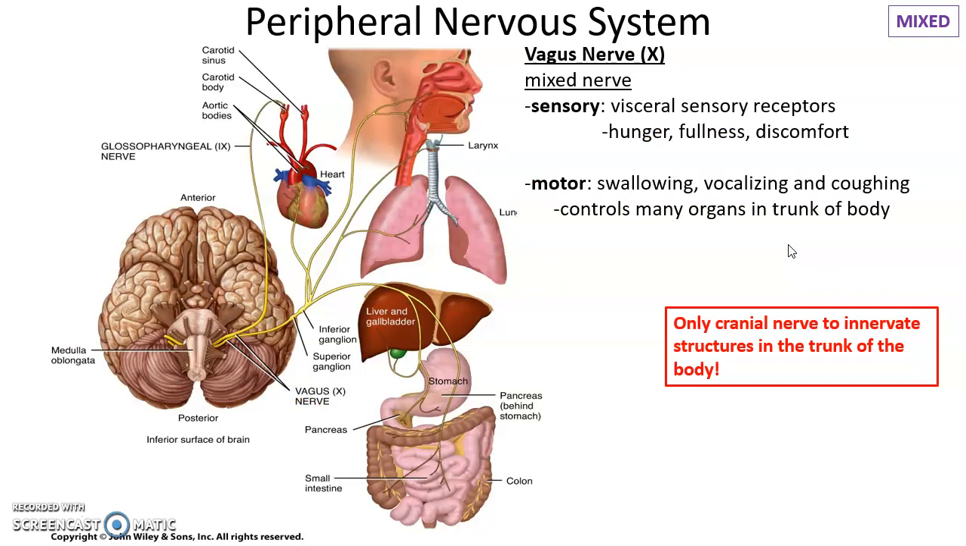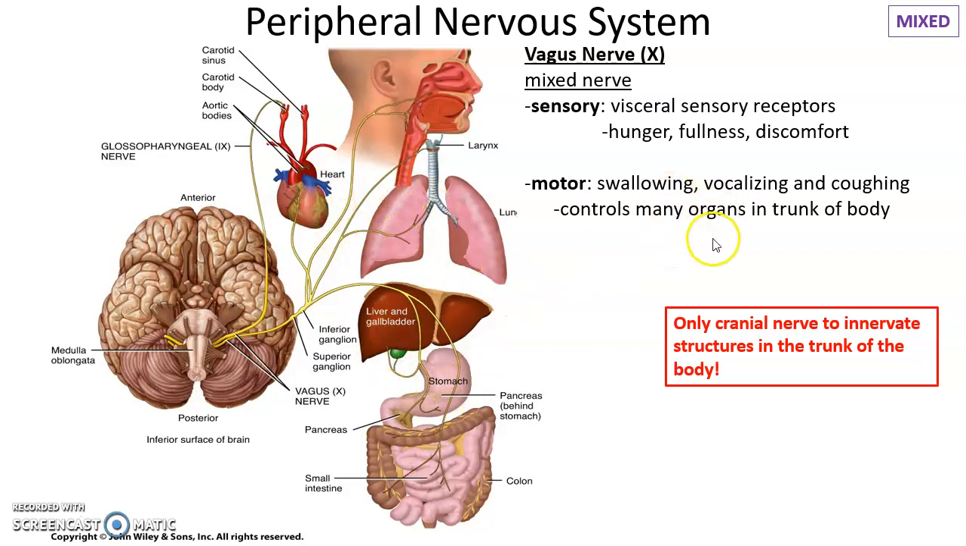Cranial nerve 10 is the vagus nerve. It is a mixed nerve. It is carrying both sensory information from structures in the thoracic and abdominal cavities, and it's also sending commands out to control the organs in the thoracic cavity and abdominal cavity.